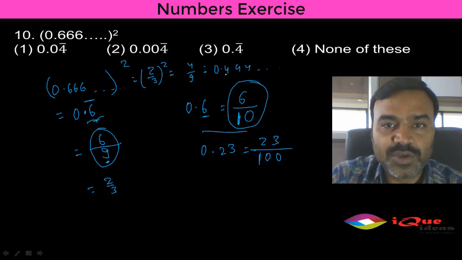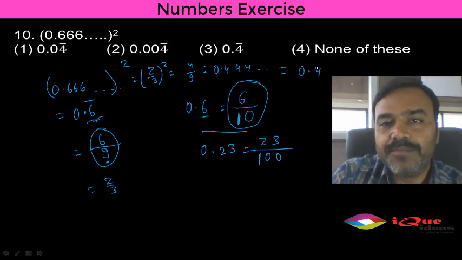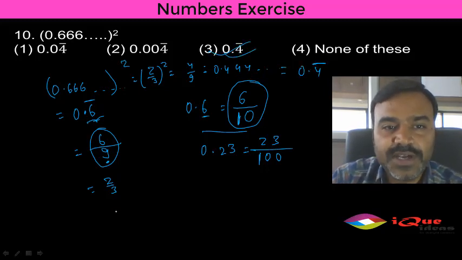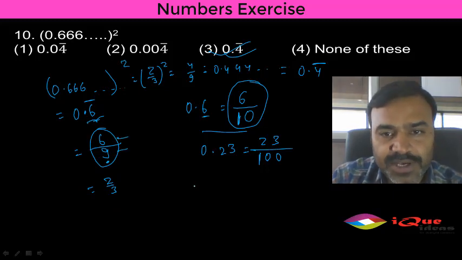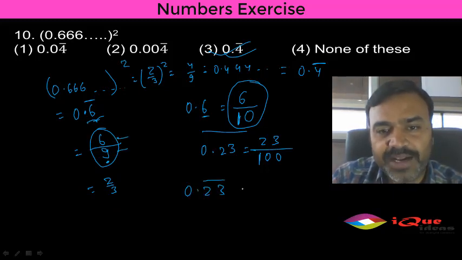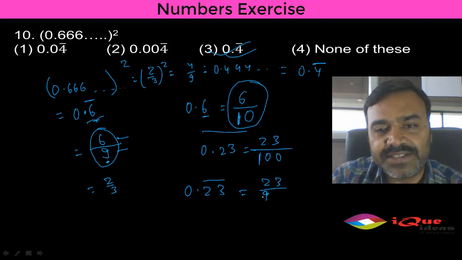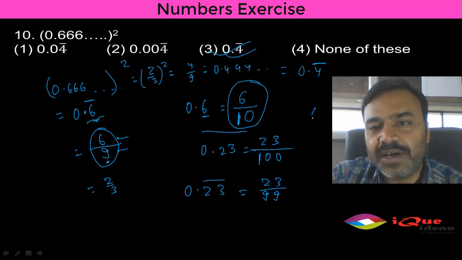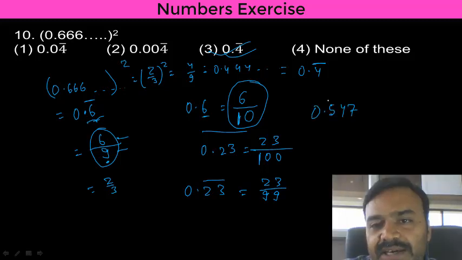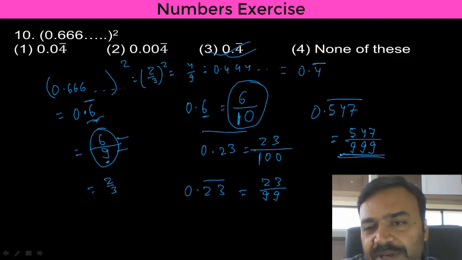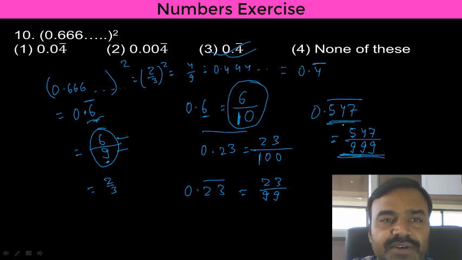Okay. So it is just 0.4 bar. So the third one is the answer. Now just to explain this concept further, if it is 0.23 bar, it will be 23 upon 99, right? If it is 0.547 and the entire thing bar, it will be straight away 547 upon 999, right? So those many nines, as many digits are there under bar after decimal.